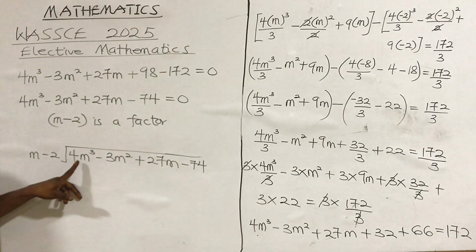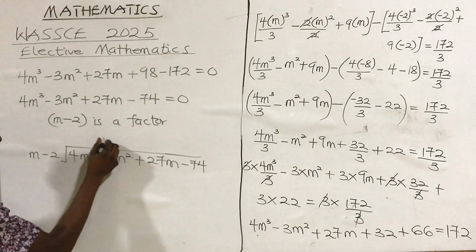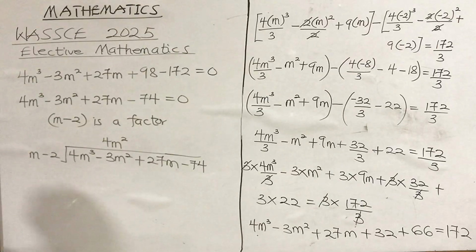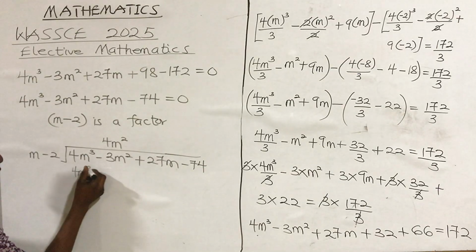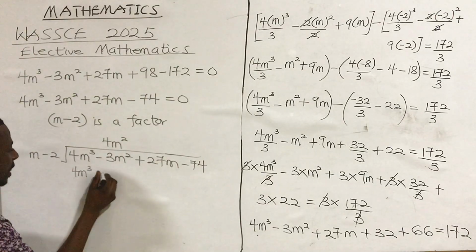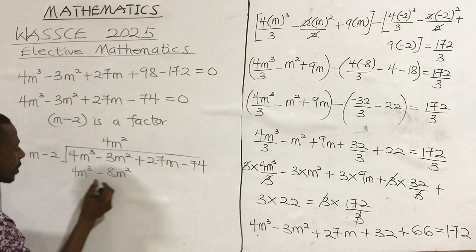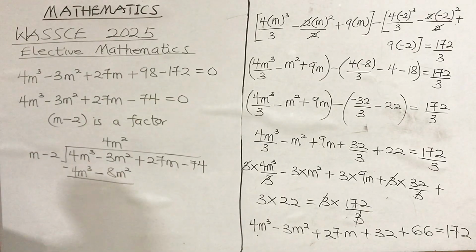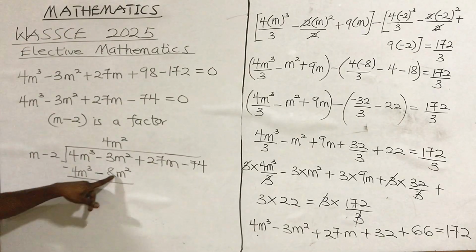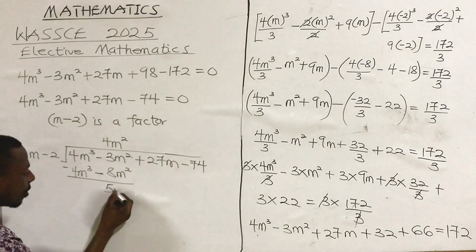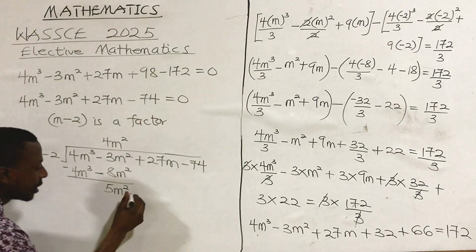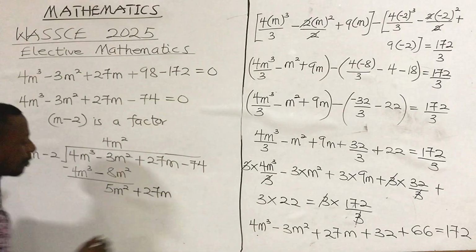So when m divides 4m cubed, we have 4m squared. Then this m will multiply the 4m squared, we have 4m cubed. Negative 2 times 4m squared, we have negative 8m squared. So here we are going to take the difference. Minus 3m squared minus negative 8m squared, we have 5m squared. Then we drop the next term, which is positive 27m.